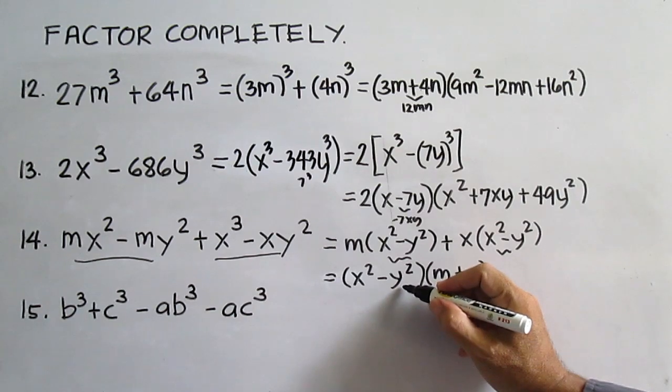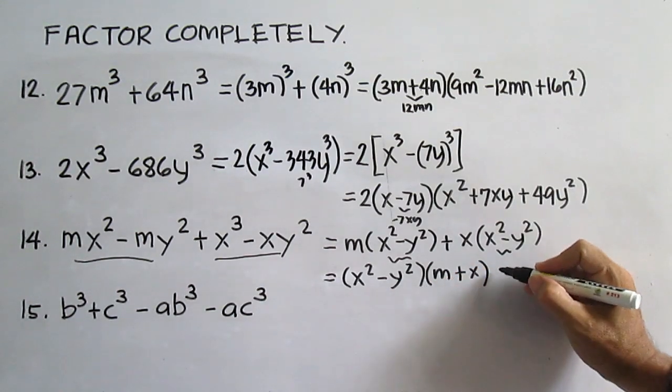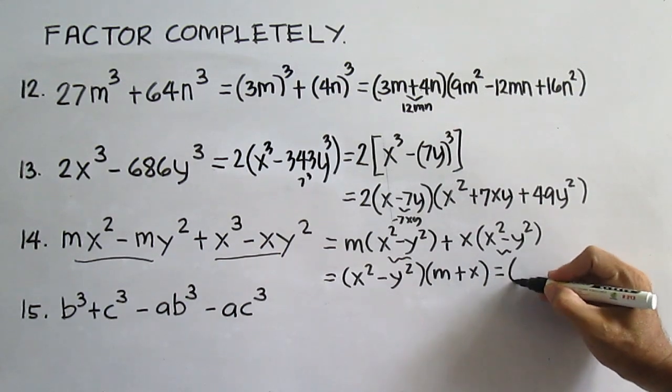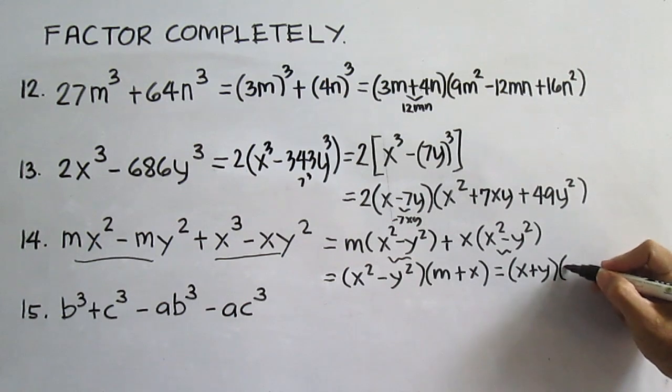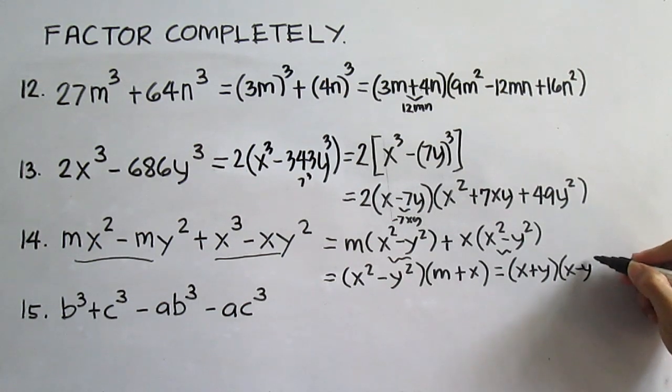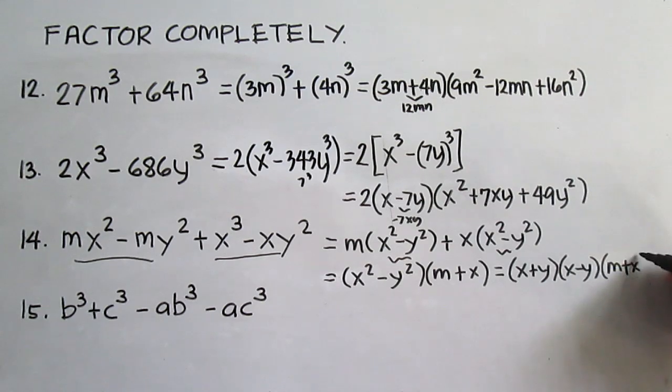But you can still factor x squared minus y squared. This is a difference of two squares. This is then equal to the quantity x plus y times the quantity x minus y times the quantity m plus x.